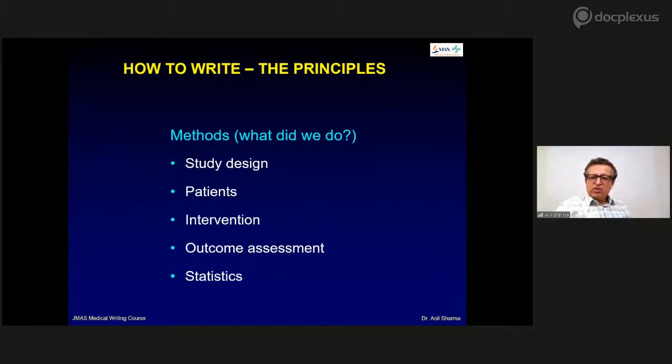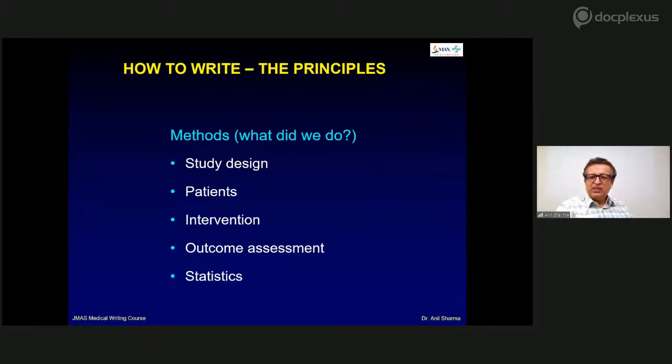So the next five units of thought, these are the five paragraphs that should appear in your method section. The study design: what sort of study is this? Retrospective, prospective, retro-prospective. The patients, next paragraph. How did you select your patients? What patients were included? What patients were excluded and why? The intervention that was performed, what was done? There should be sufficient detail in it so that somebody who is reading knows exactly what you did.